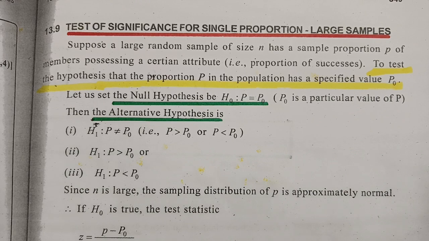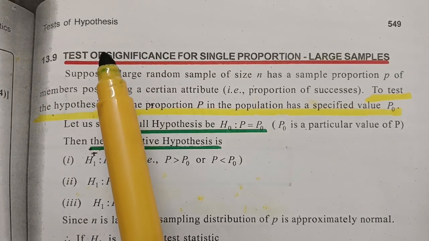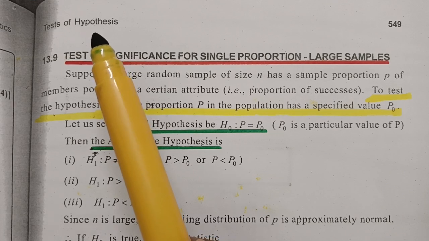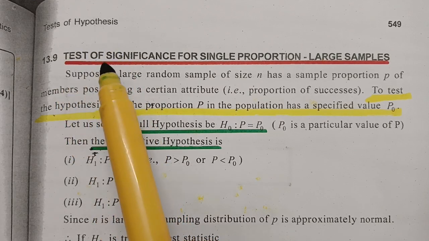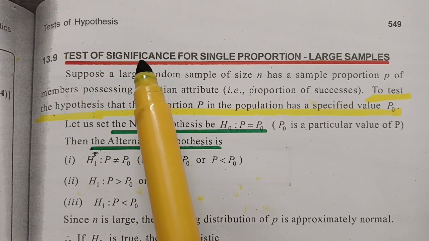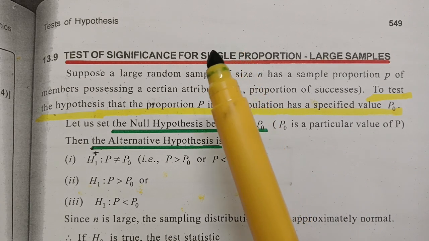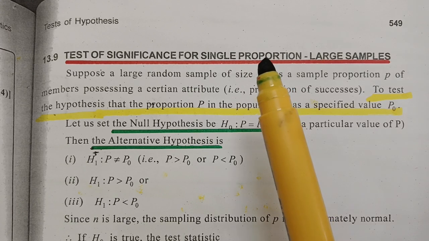And coming back to the beginning, the topic today is tests of hypothesis for large samples. When the sample size is more than 30, we say it is a large sample. Clearly, in the test of hypothesis, there are four types: the test of significance for single mean, difference of means, single proportion, and difference of proportions. There are four topics, and here is the third topic, the test of significance for single proportion.